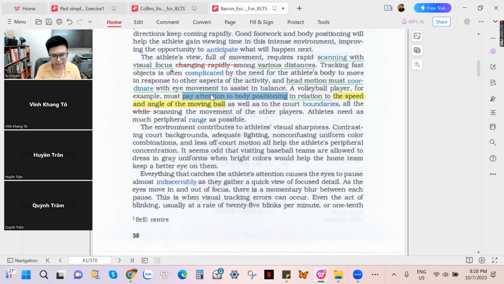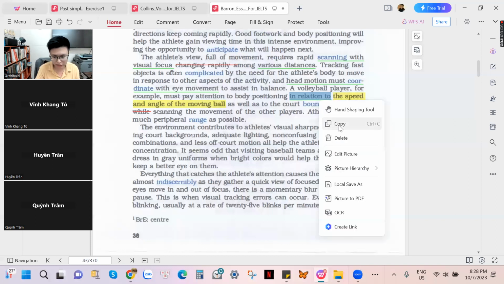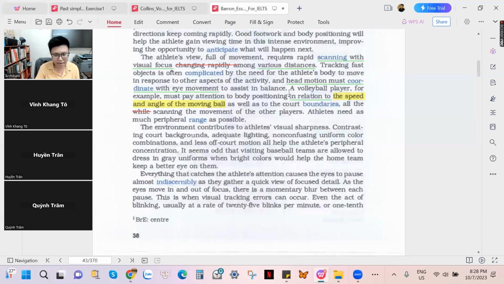All right. So here, they pay attention to body positioning in relation to the speed and the angle of the moving ball. Why do they use the words "in relation to" right here? Because if you pay attention to your body positioning, but you don't care about the moving ball, it means the ball is on the left, but you move your body to the right. The ball is flying somewhere and hits the crowd, and you still stand on the left in a very beautiful position, with your hands like this, but you are looking at the camera and posing for the picture.